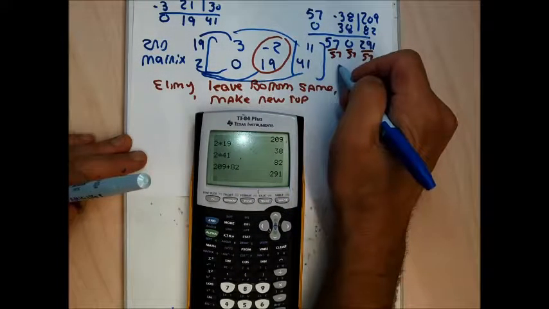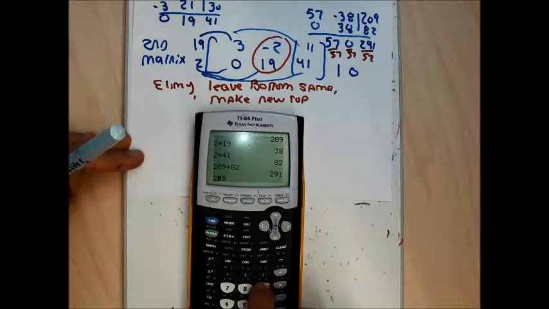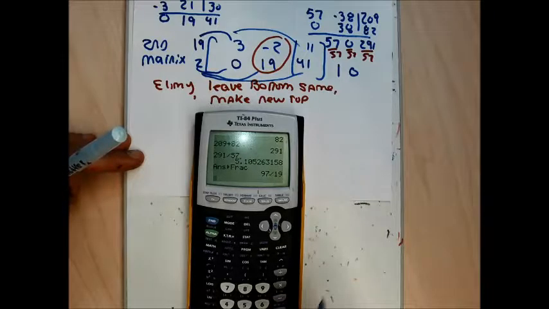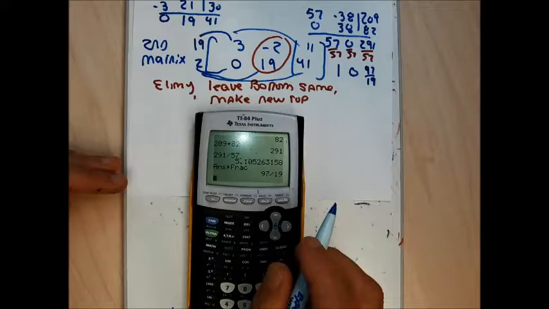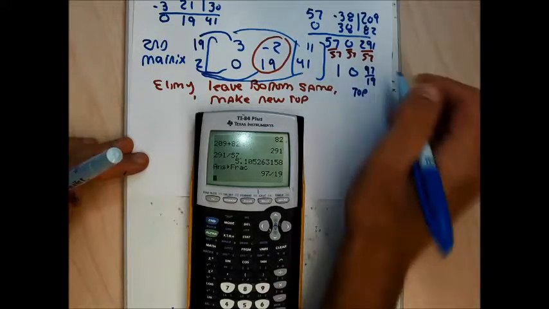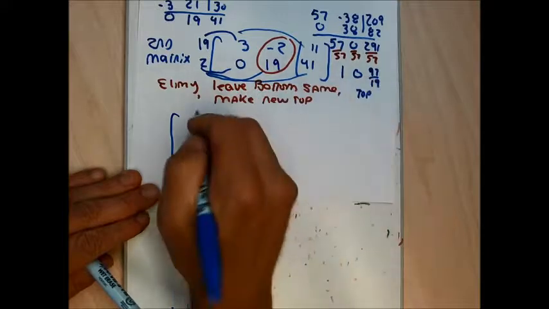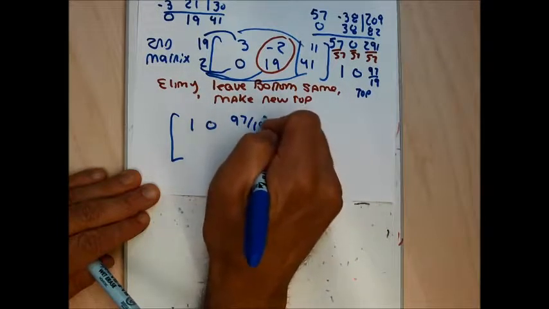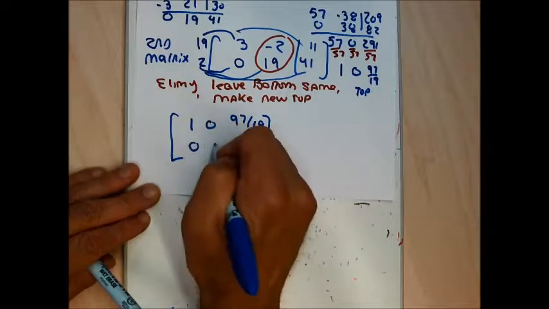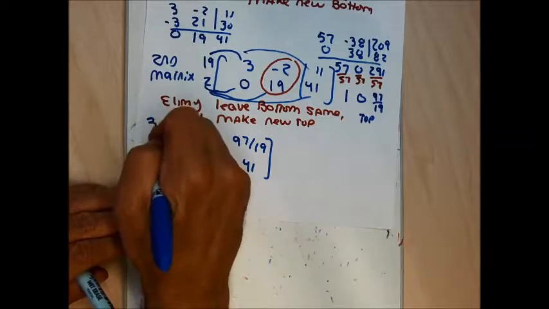57 divided by 57 is 1. 0 divided by 57 is 0. And 291 divided by 57 is 97 over 19. That's going to be my top row now. So my top row is going to be 1, 0, 97 over 19. I'm supposed to leave the bottom row the same at 0, 19, and 41. So this is my third matrix.